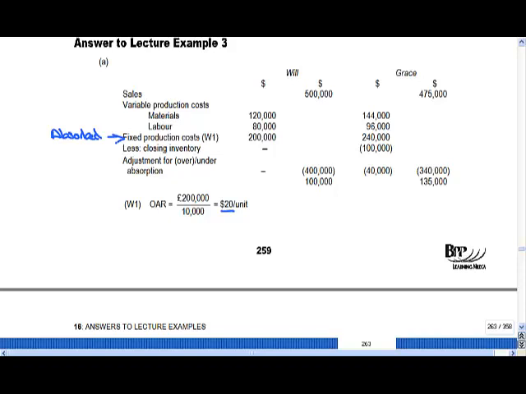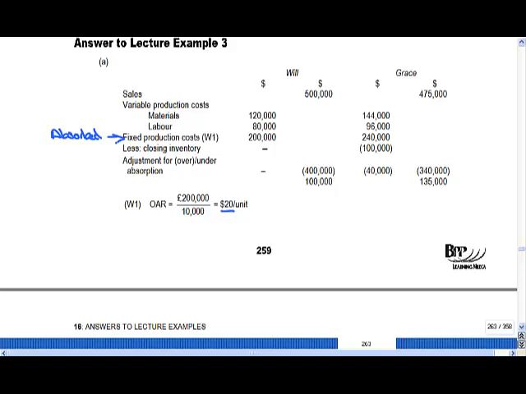If we look at Grace, you can see here she's absorbed 240. Comparing that with the 200, she's overcharged by 40,000. So we need to reduce the cost in her income statement by 40 to reflect that.